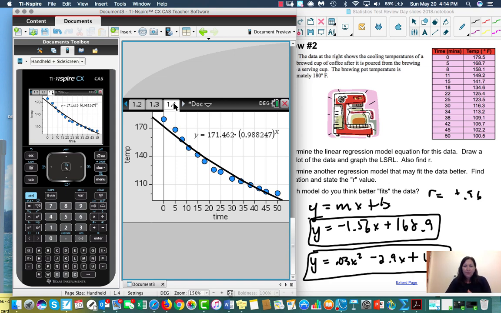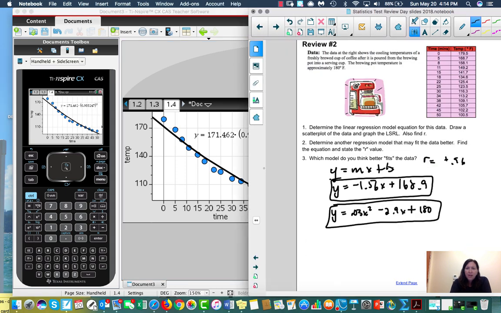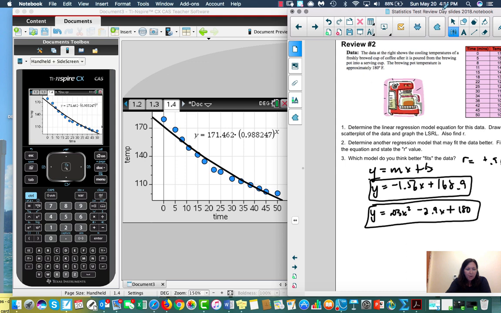You are going to have a calculator, and you're going to be able to decide what you think this is. If you think this is exponential, then you're going to write in here that this is exponential. All right, you're going to write your exponential equation. You're going to say y equals 171.4 times 0.988 to the x power. And there's my exponential equation. So which one do you think it is? Do you think it's linear, etc.?